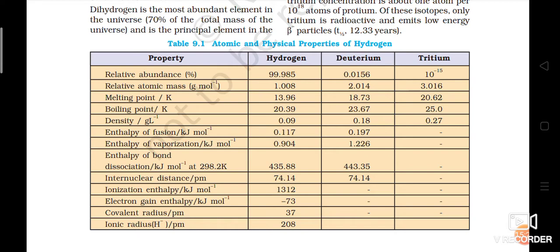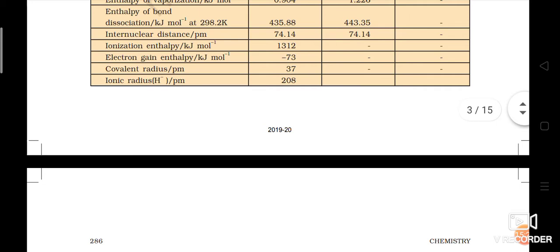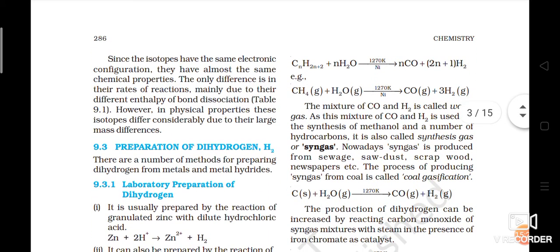Let's go to the next page. Since the isotopes have the same electronic configuration, they have almost the same chemical properties. The only difference is in the rates of reaction, mainly due to their different enthalpy of bond dissociation. However, in physical properties, these isotopes differ considerably due to their large mass difference.